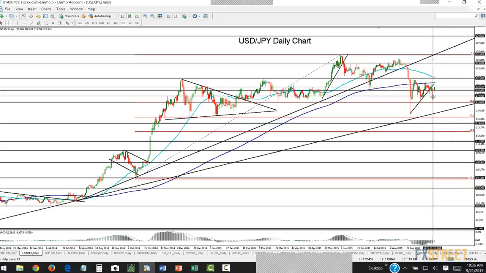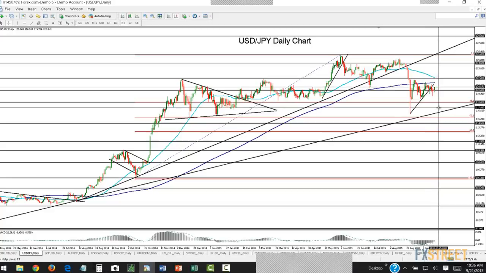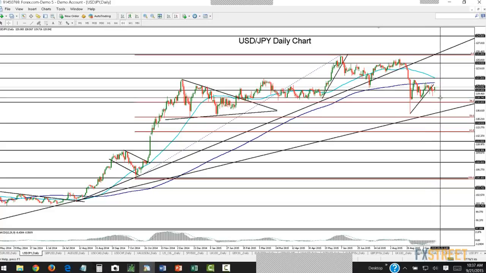But overall, I'm anticipating more equity market volatility, and therefore I'm looking for further buying of the yen and a possible further move to the downside for dollar yen. So you could say that I'm both a bear on euro dollar as well as dollar yen because of this link of the yen as a safe haven type of currency. We're looking for a strengthening of the yen, and a possible further move to the downside.